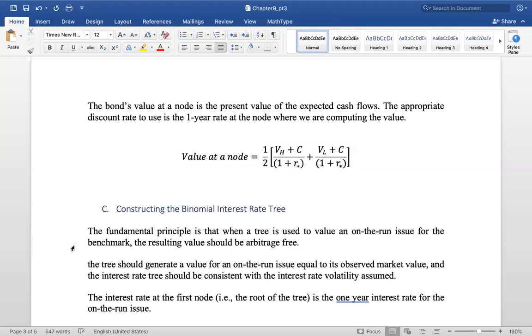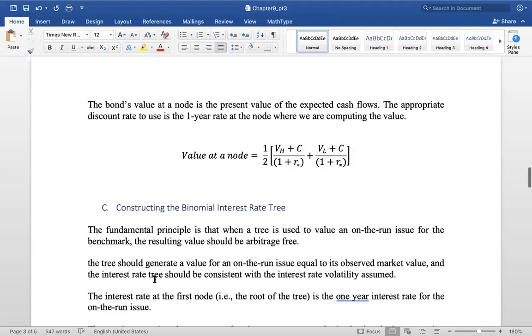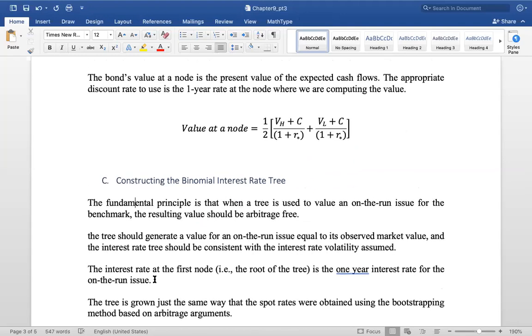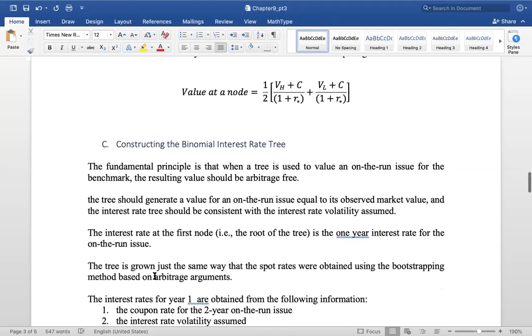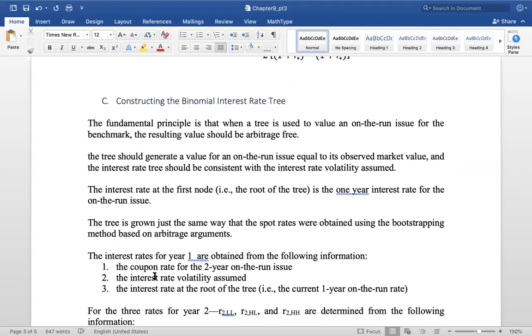The interest rate at the first node, i.e. the root of the tree, is the 1 year interest rate for the 1 year issue, which we already know. The tree is grown just the same way that the spot rates were obtained using the bootstrapping method based on arbitrage argument. The interest rates for year one are obtained from the following information. For year one, we should have the coupon rate for the 2 year on-the-run issue, the interest rate volatility assumed, and the interest rate at the root of the tree, which is the 1 year rate. So we should have these three things.